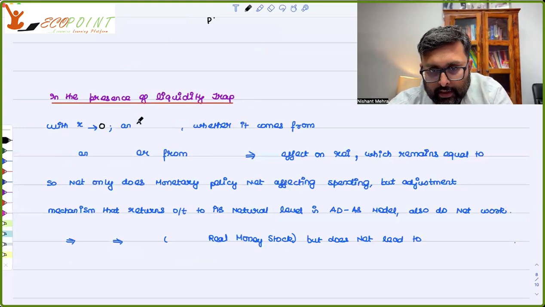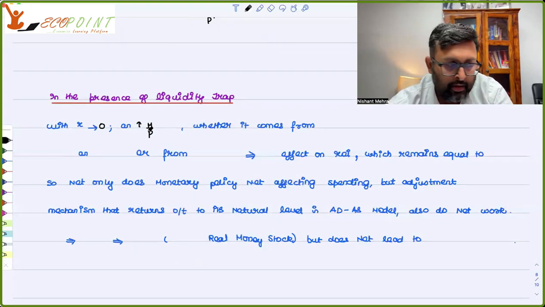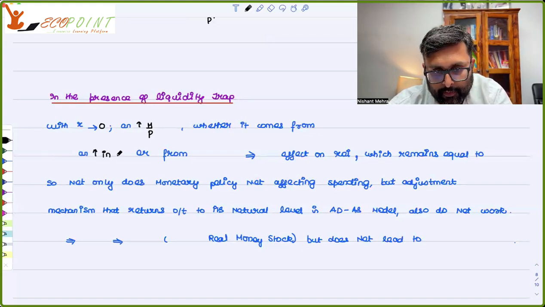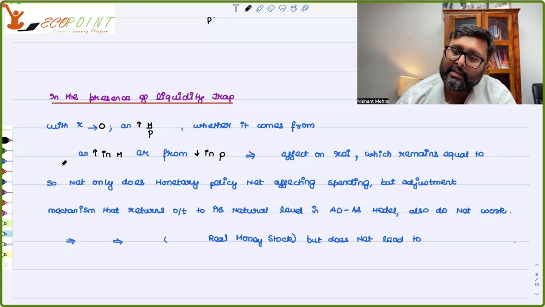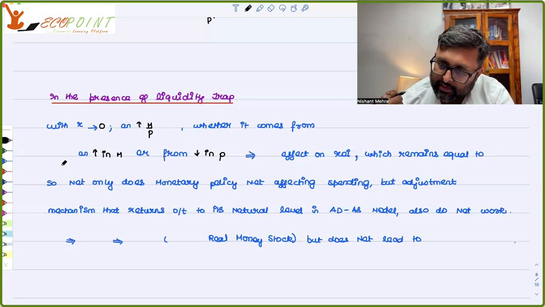You know this now. M by P can increase in two ways. Either you increase the numerator, which is money supply, M, or you decrease the denominator, which is the price level. With the interest rate very near to zero, M by P can increase by increasing the nominal money supply or by decreasing the prices, right?